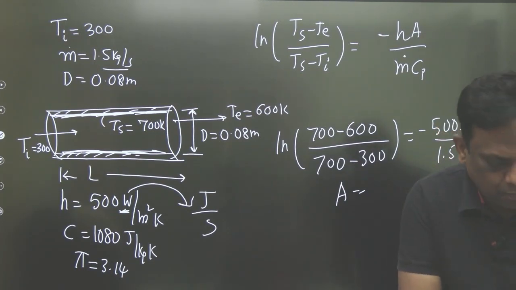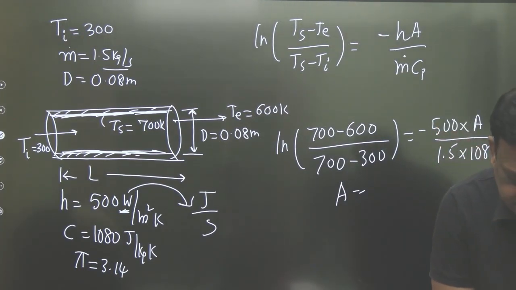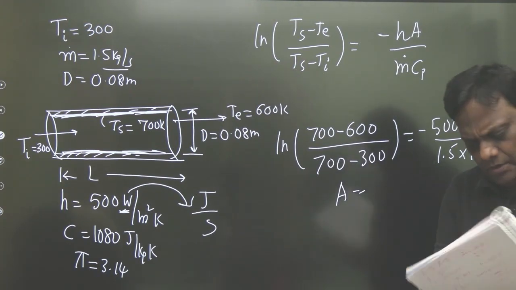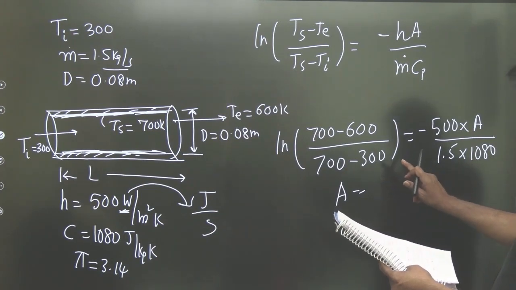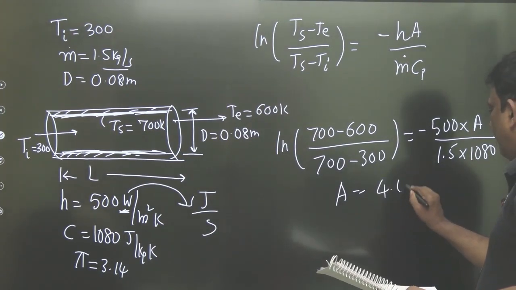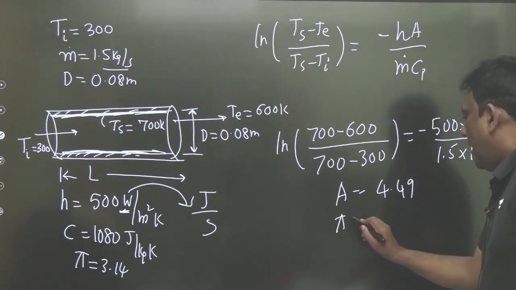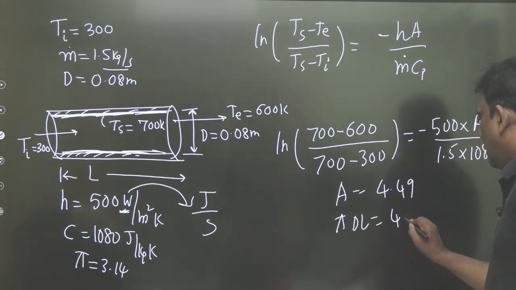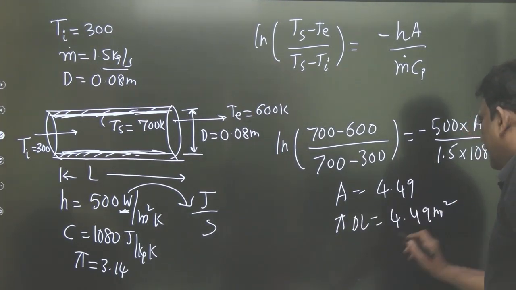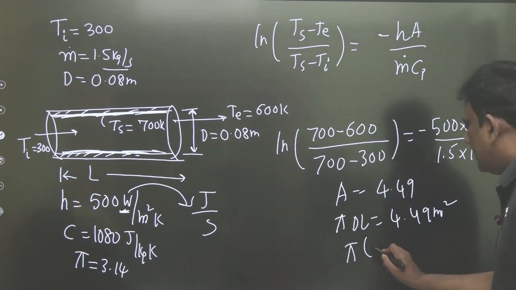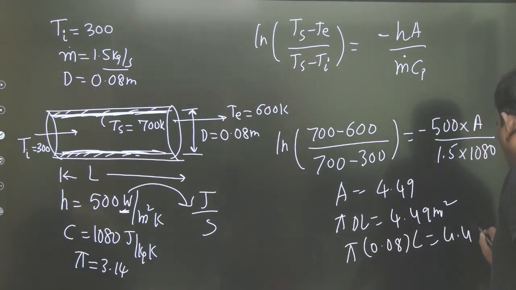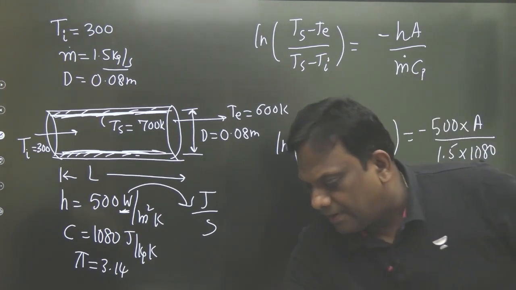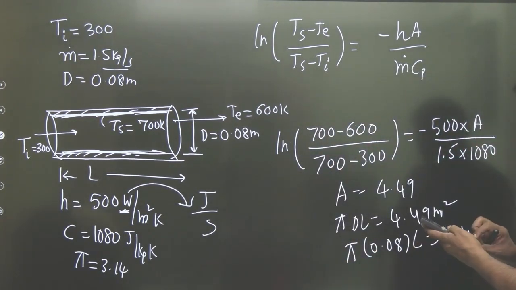Let me check, sir, what is the area? One second, please. Let's not waste time and we'll calculate. The area is coming out to be 4.49. So therefore, pi into d into L is equal to 4.49 meter square. So pi, what is the inner diameter? 0.08 into L is equal to 4.49. Let me calculate, sirs.